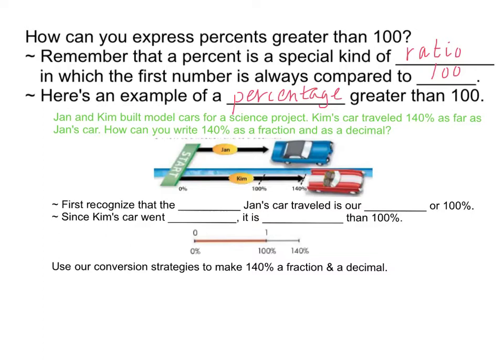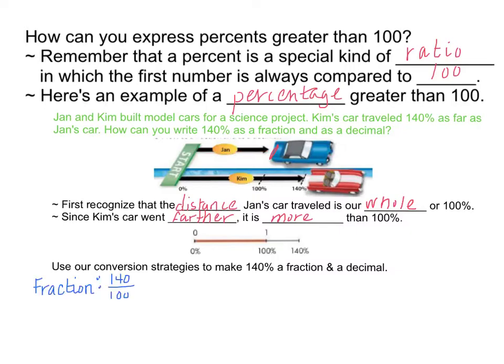Jan and Kim built model cars for a science project. Kim's car traveled 140% as far as Jan's car. How can you write 140% as a fraction and as a decimal? First, recognize that the distance Jan's car traveled is our whole, or 100%. So 100% is the length of Jan's car. Since Kim's car went farther, it is more than 100%. So we're going to use our conversion strategies to make 140% a fraction and a decimal.